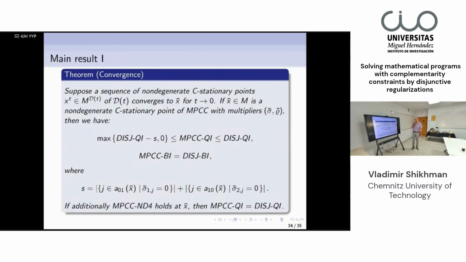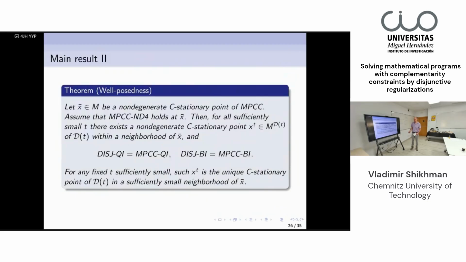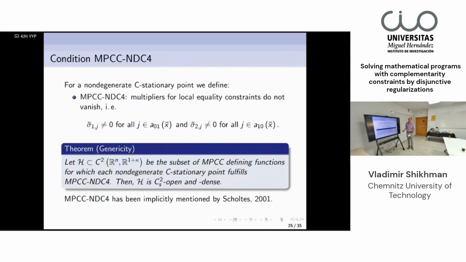And then the first main result says that if you approximate with non-degenerate C-stationary points of the fixed index, then the B-active index remains and the quadratic index may drop, which is okay. You can read a paper on this. And this is another result saying that it's also well posed. So if you have a point which is of the index like this MPCC, and you regularize in the neighborhood, you will find a unique point of your regularization. So you have convergence and a well-behaved problem.